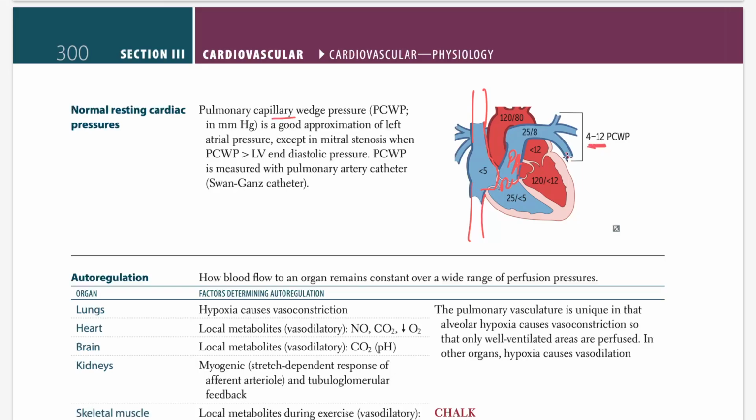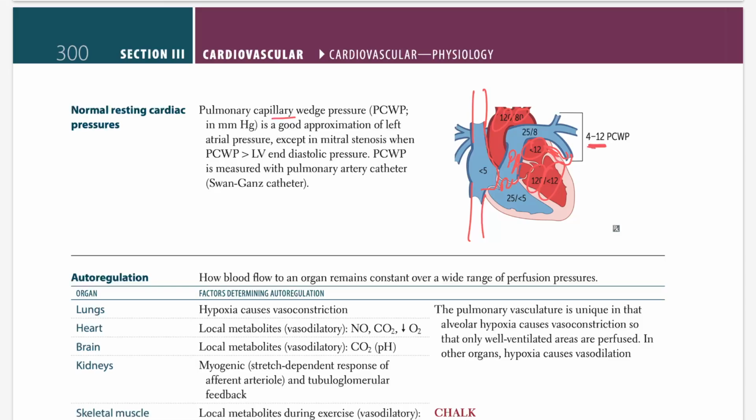So again, when you get back from these vessels into the left atrium, the pressure has to be less. The normal pressure is going to be less than 12 in the left atrium. For the left ventricle, there is systolic and diastolic pressure. Systolic is about 120, but the diastolic is less than 12. And as soon as that pressure goes into the aorta, the diastolic becomes 80. So 120 over 80. So what is the way to memorize this?